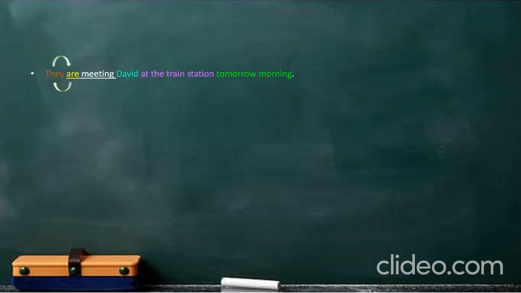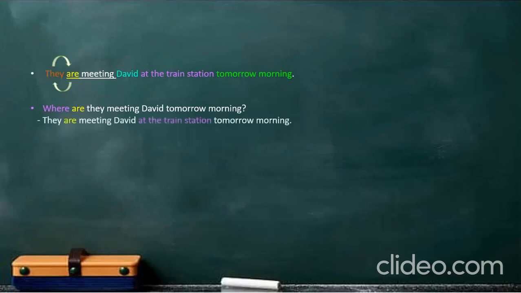So here, if I want to ask about at the train station, the suitable W as a question word is where, because I want to ask about the place. So where are they meeting David tomorrow morning? Our answer will be, they are meeting David at the train station tomorrow morning.